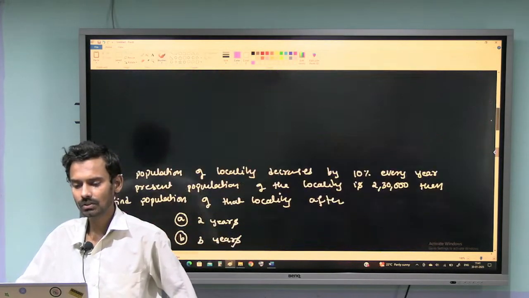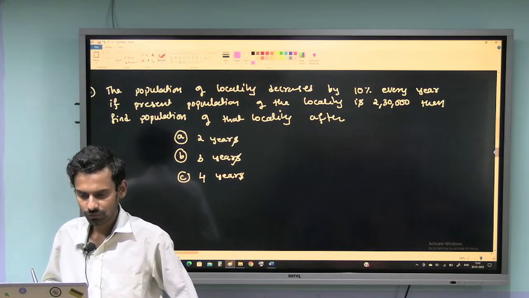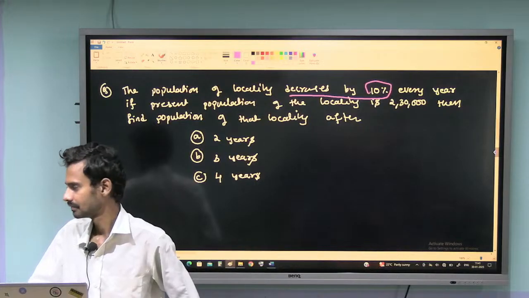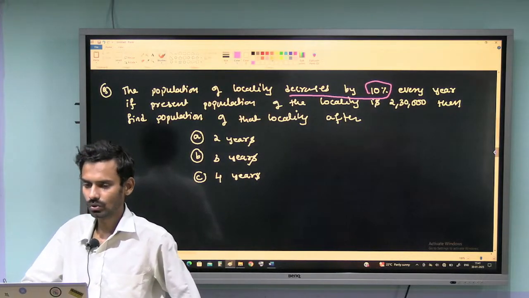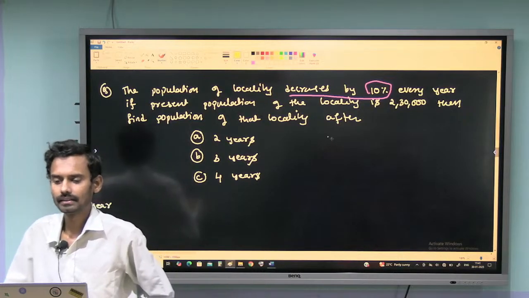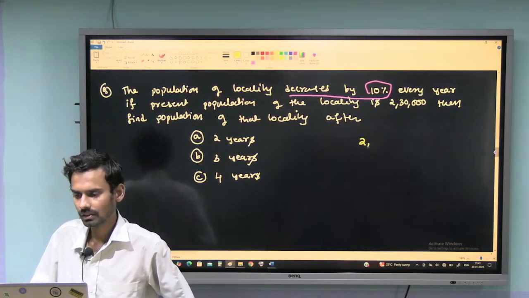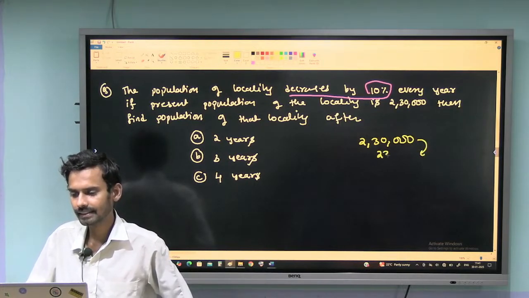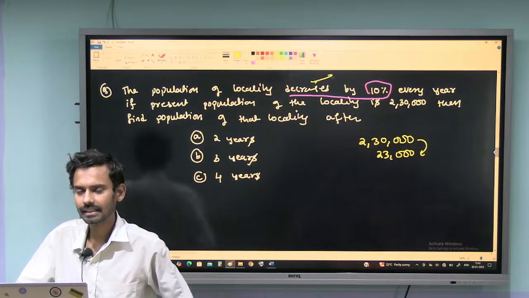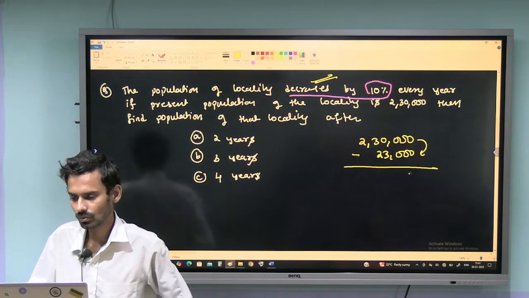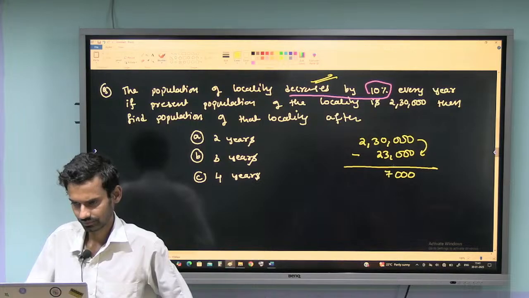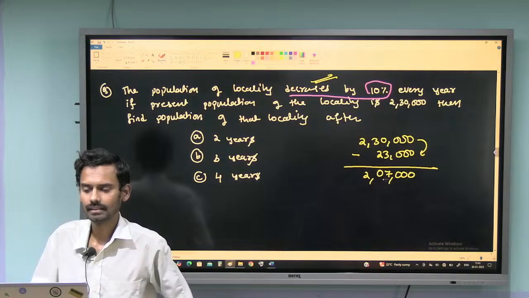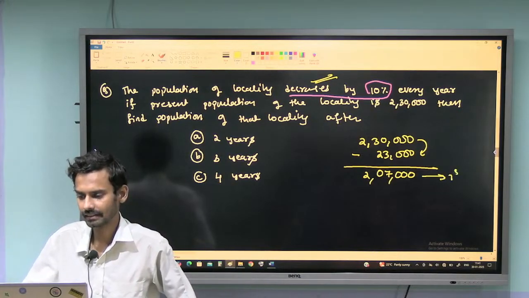So now next question what I am saying is, I have taken the same information, but instead of increasing, I have made it as decreased. So one thing what I can do is, consider present population is 2,30,000. 10% of this will be 23,000. Now as the population is decreased, I need to subtract this. So here I will be getting 2,07,000. This is after first year.